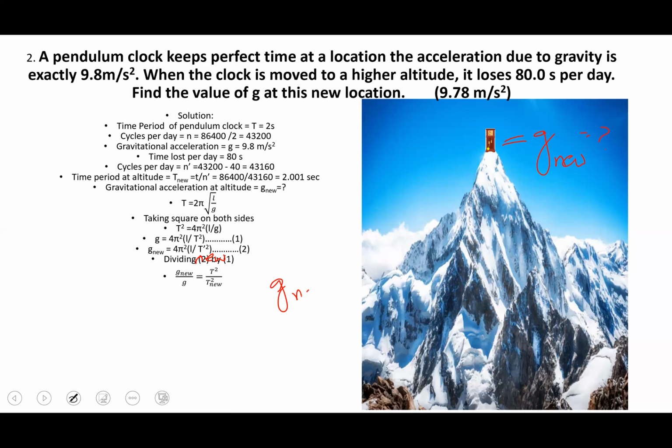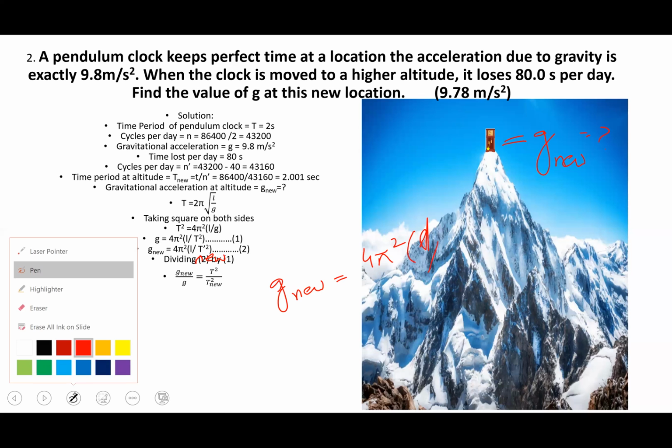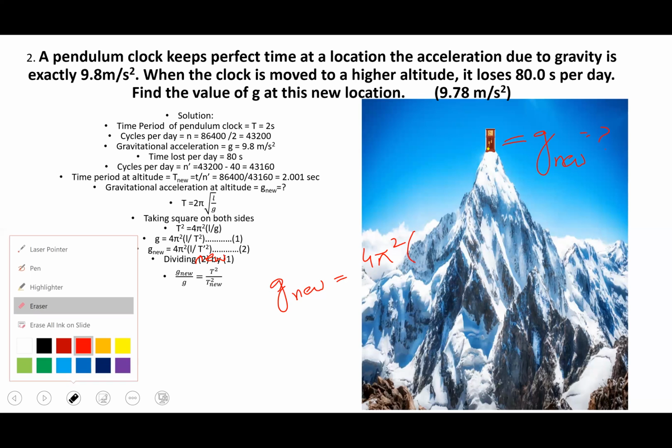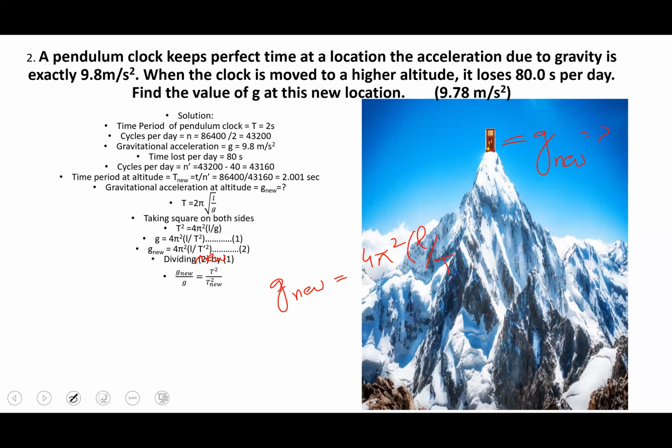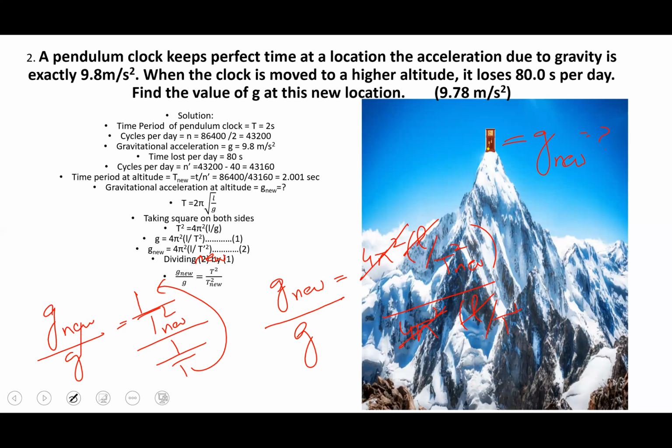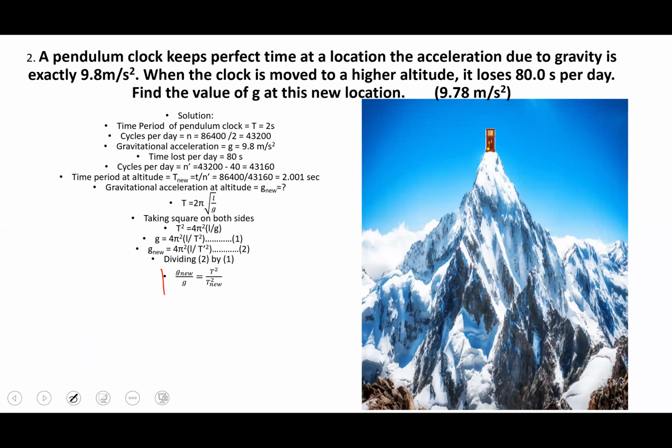So what we have done is g new is equal to, as we know, 4 pi square L divided by T new square, divided by equation number 1, so g is equal to 4 pi square L divided by T square. So this 4 pi square and this 4 pi square cancel out, and this L and this L cancel out. So what are we left with? We are left with g new divided by g is equal to 1 over T new square divided by 1 over T square. So this T square goes on top, and that is why the new formula which we have now is g new over g is equal to T square divided by T new square.